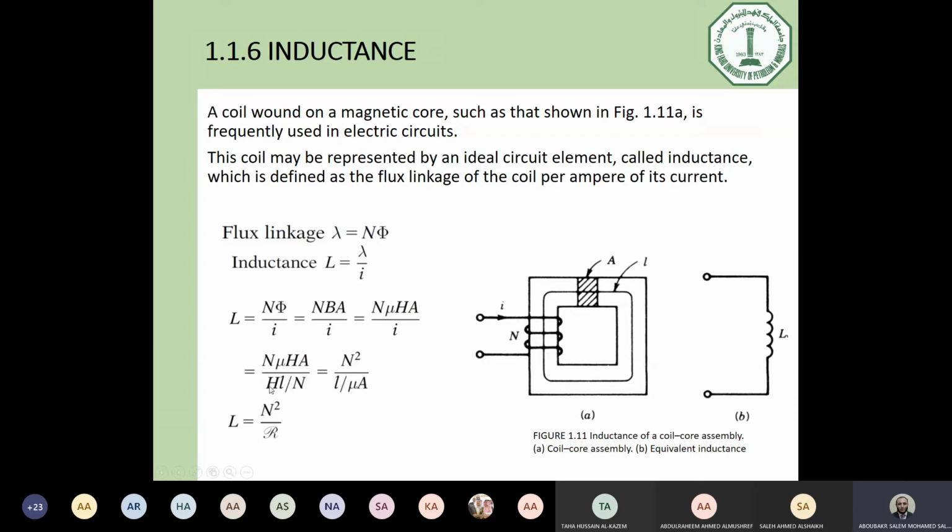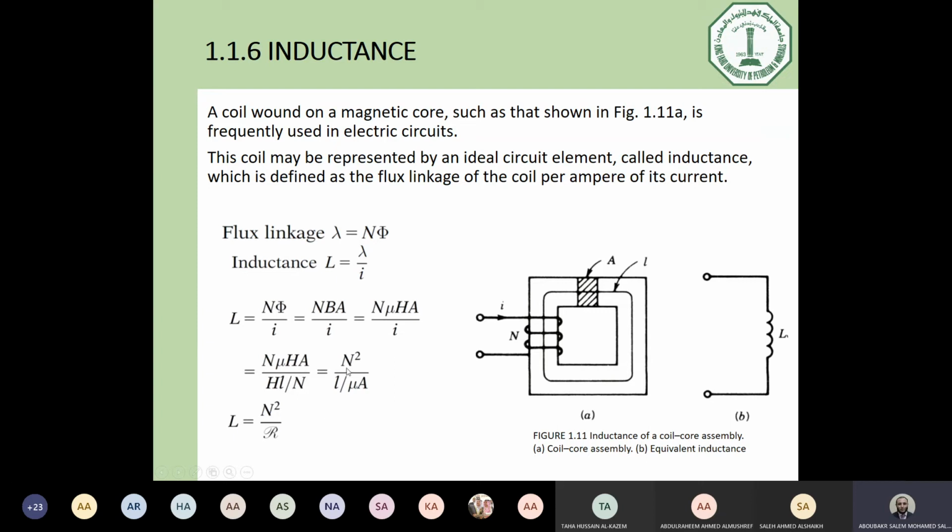Now you have H in the numerator and the denominator. You can omit H from both sides. And also you have N here in the denominator of the denominator, so you can put it in the numerator as N squared, okay? And you have mu and area here. You can move them to the denominator to be L divided by mu A. So now the relation is N squared divided by L over mu A, and you know L over mu A is nothing but the reluctance. So finally, we can say inductance equals N squared divided by reluctance.